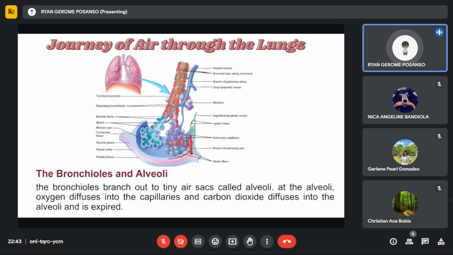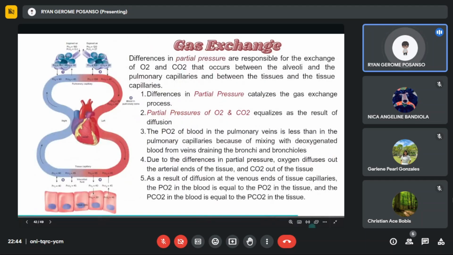So lastly, the air stops at the bronchioles and alveoli. The bronchioles branch out to tiny air sacs called alveoli. At the alveoli, oxygen diffuses into the capillaries and carbon dioxide diffuses into the alveoli and is expired or exhaled. So next is gas exchange.